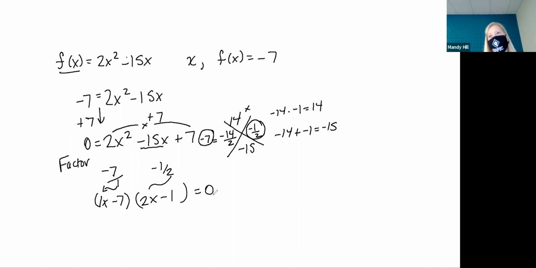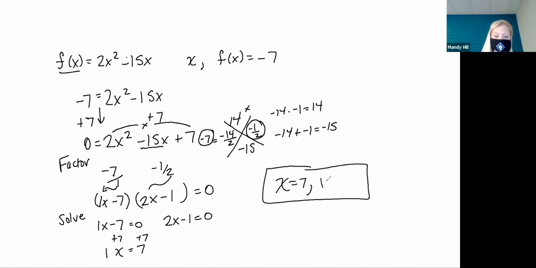So we have completely factored it now, which we've been working on for several lessons. Now we're solving. So you look at it and you say, well, when is 1x minus 7 equal to 0? And when is 2x minus 1 equal to 0? Well, this one's easy. We would just add 7. So 1x is equal to 7, which is the same thing as x is equal to 7. So one of my answers is x equals 7.